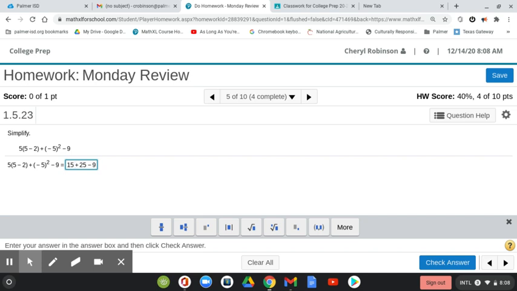Okay, now everything's plus or minus. I can combine them however I like. 15 and 25 make 40. 40 minus 9 is 31. So that should be my answer.